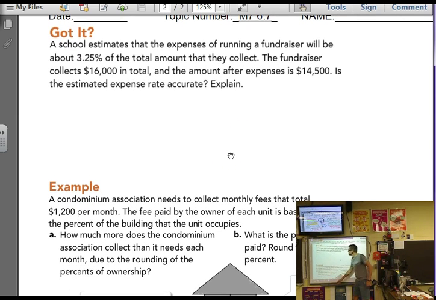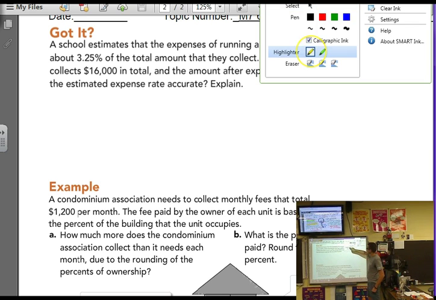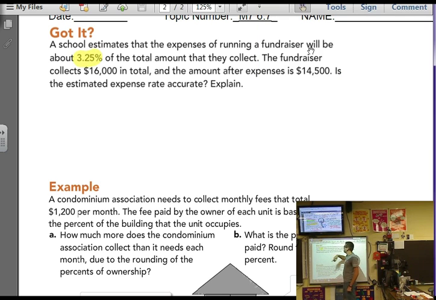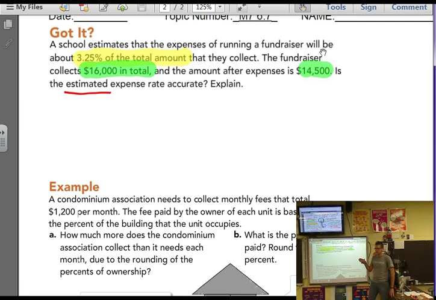It says, a school estimates that the expenses of a running fundraiser will be about 3.25% of the total amount. Remember, of tells me to multiply, that they collect. The fundraiser collects in total $16,000. And the amount after expenses was $14,500. So did their estimate accurately calculate what their expenses were going to be? And if their estimate wasn't accurate, was their estimate higher than it actually ended up being, or was it lower than it actually ended up being?